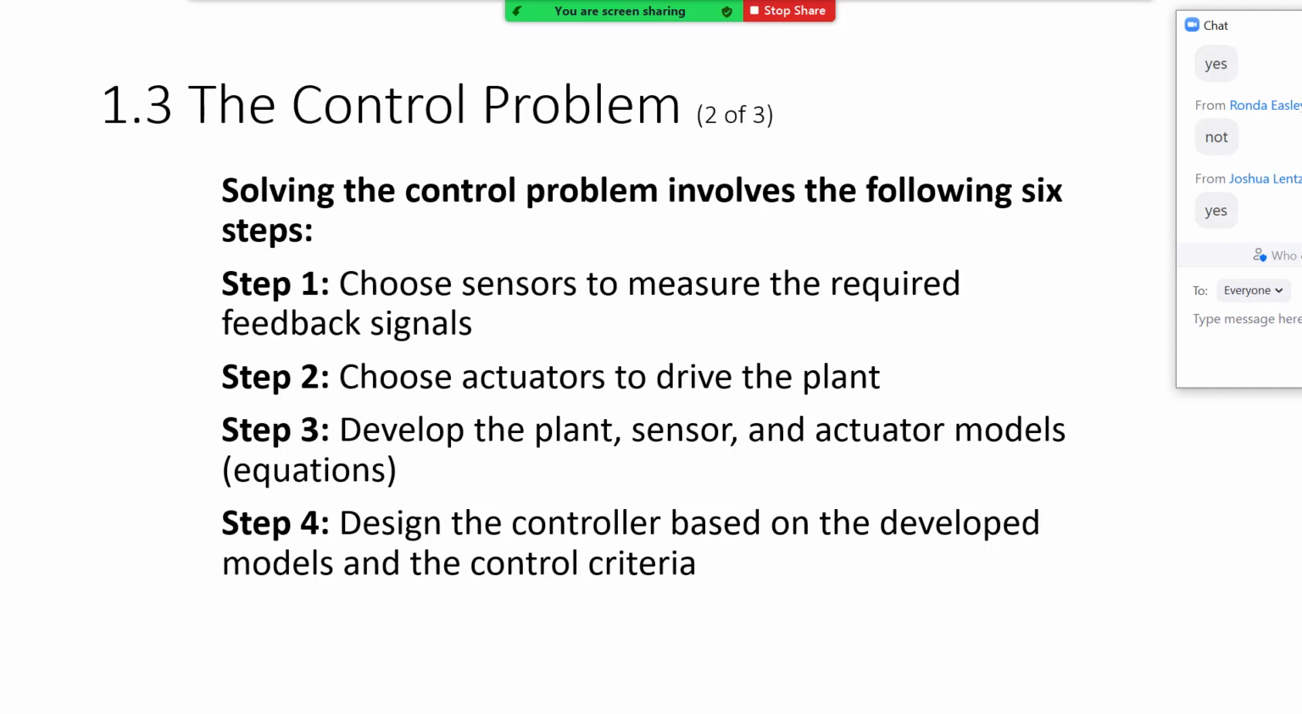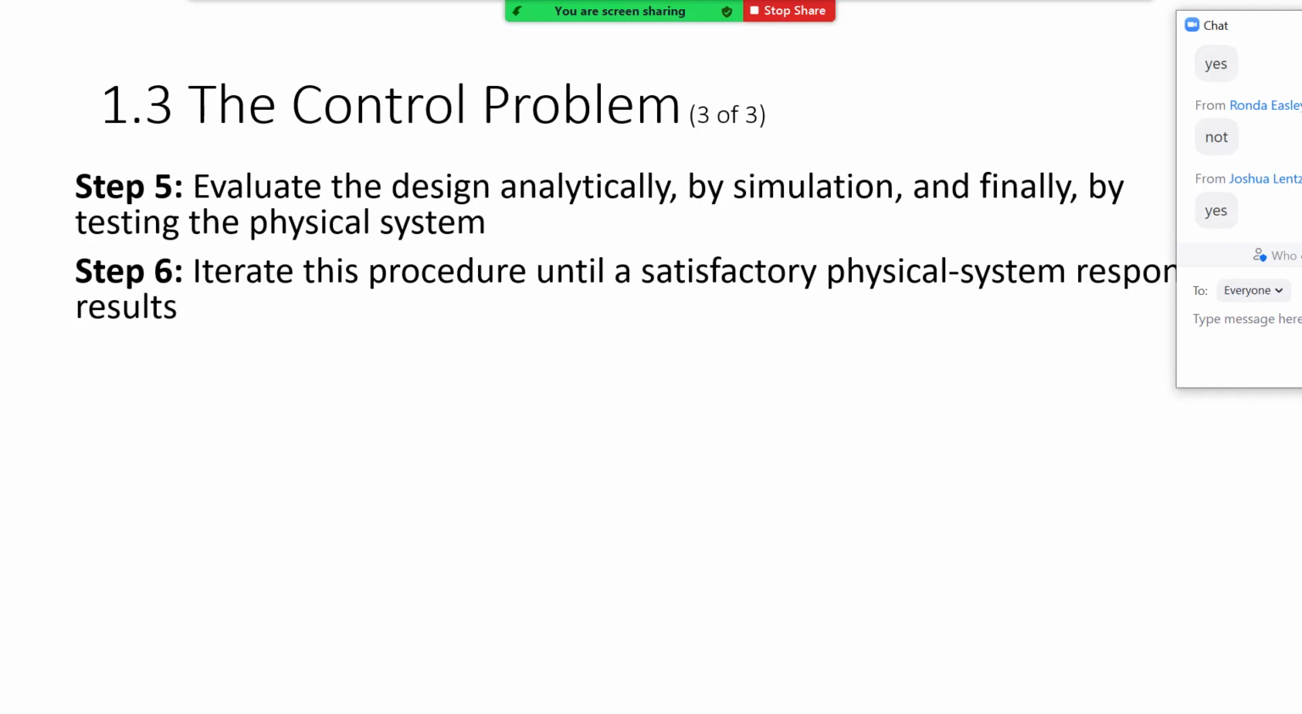Then we're going to be analyzing the model. Then we're going to be designing a controller. Then we're going to evaluate the design analytically using MATLAB. And then we're going to be testing the system and make sure it meets the specifications. If it does not, then we're going to iterate through the controller again and tune it till we meet the specifications. Does that make sense?